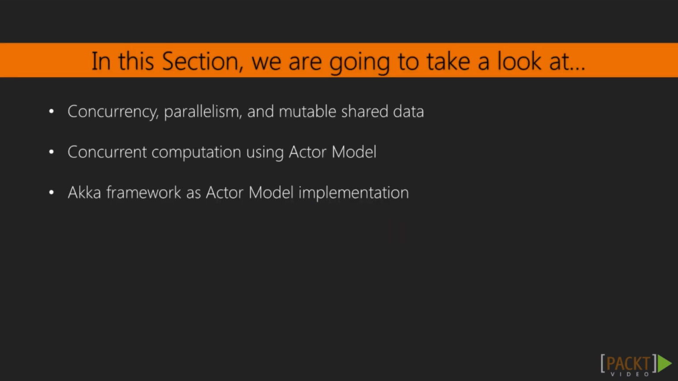In this section, we will briefly take a look at concurrency and parallelism as the foundation to build high-throughput web applications. We are going to see the pros and cons of the traditional mutable shared data approach versus share nothing design by exploring the Actor Model and Akka framework. It is worth mentioning that the Actor Model is not the only alternative available, with different forms of non-blocking programming models being the best example.